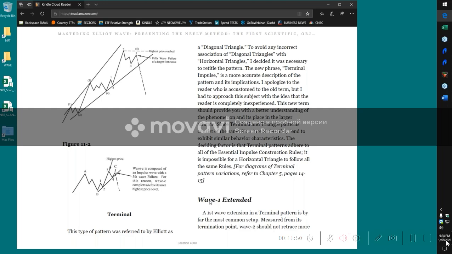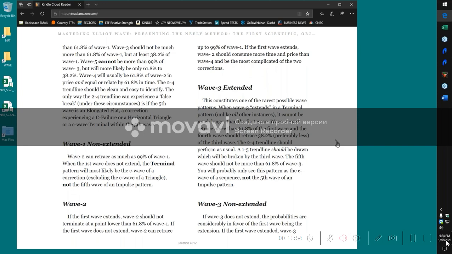It talks about a terminal with a first wave extension and what you would expect to happen. Terminals, like triangles, are the exception to all the general rules of impulsive patterns. So when you get a terminal, wave 2 can retrace 99% of wave 1. Wave 4 can retrace 99% of wave 3. Wave 2 can take less time than wave 1. Wave 4 can take less time than wave 3. They don't have to, but they're allowed to when you're dealing with a terminal.